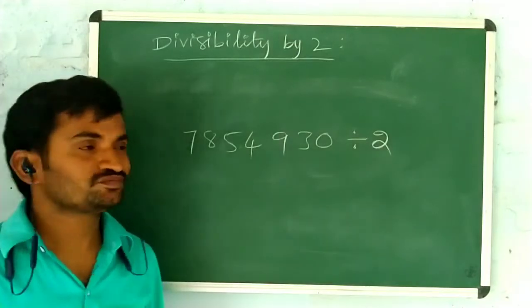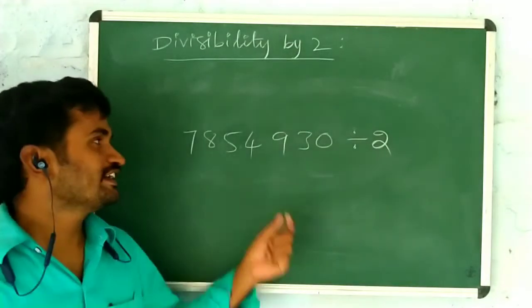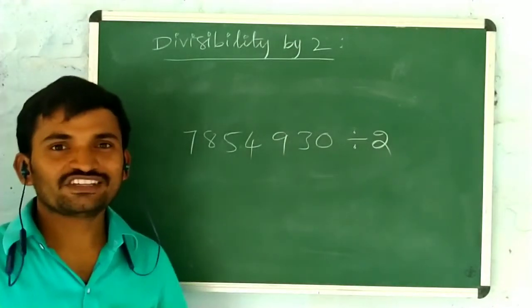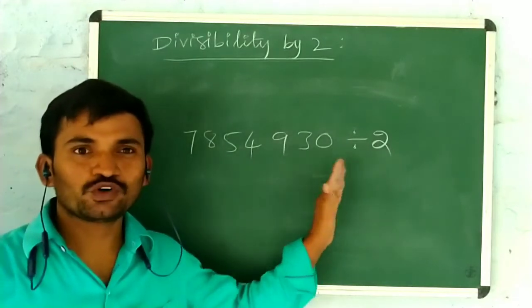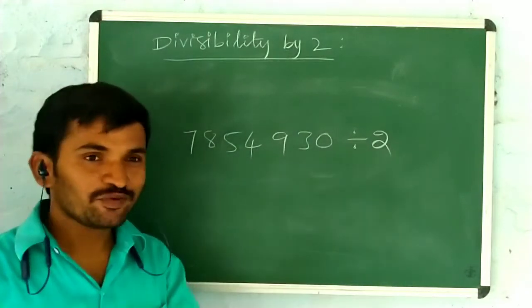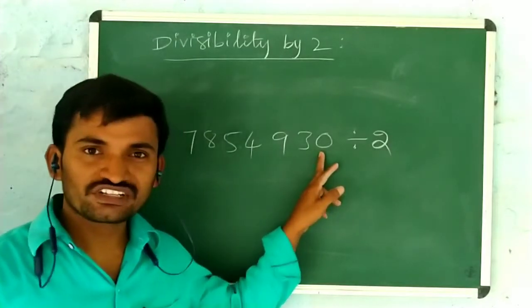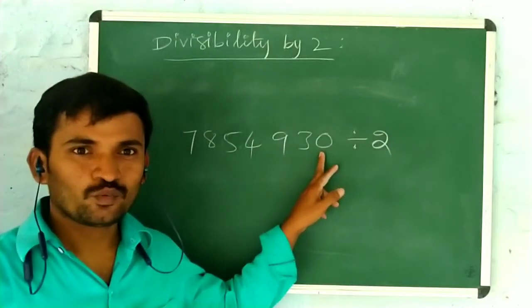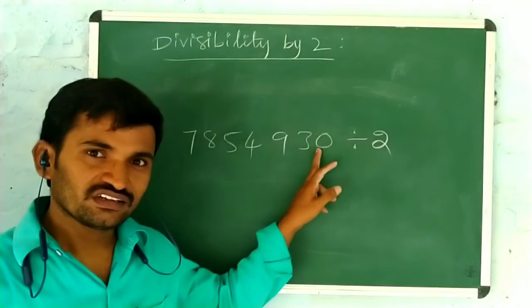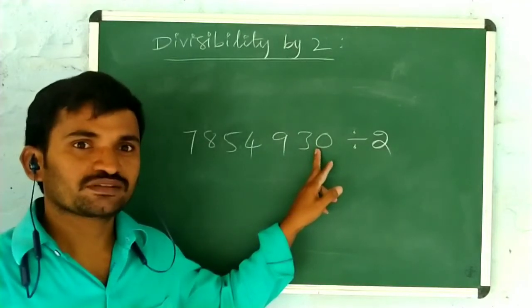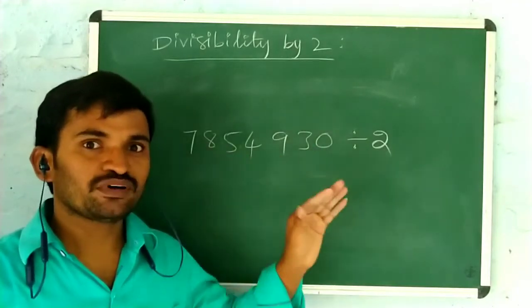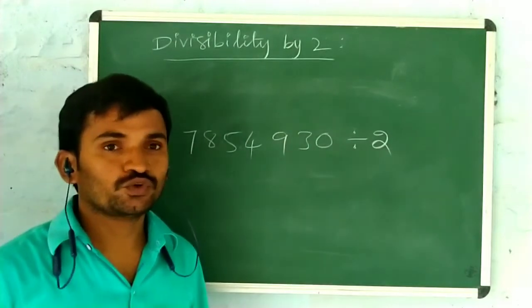7854930 divided by 2. It is a very large number. Can we say directly whether it is divisible by 2 or not? Yes, we can say. Why? Because of observing the ones place digit. Observe the ones place. What is there? There is 0 in the ones place. So we have to remember the divisibility by 2 rule.